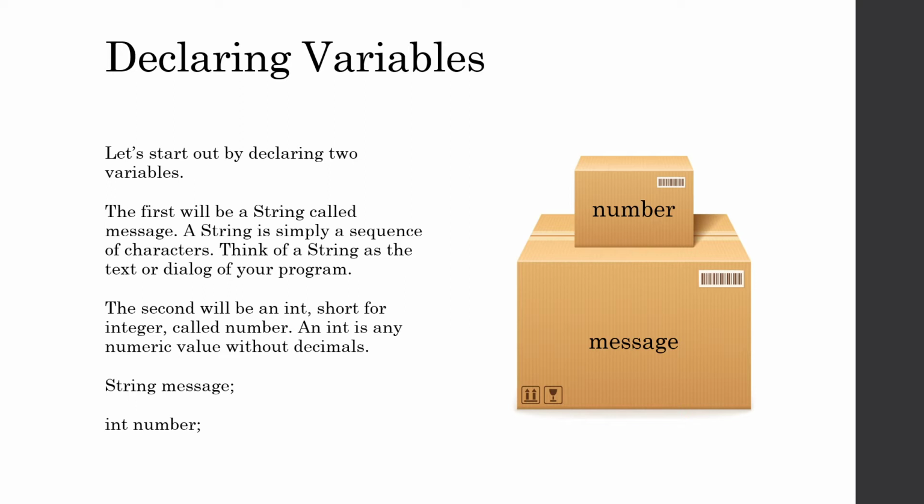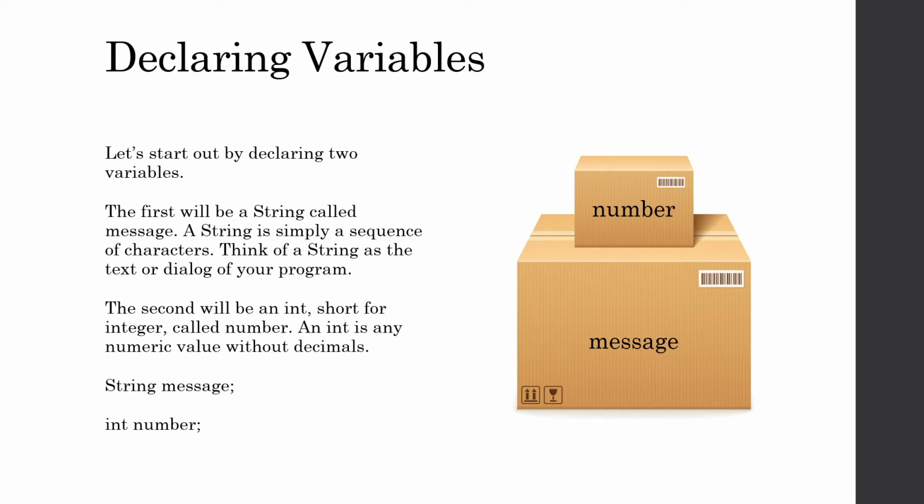And then the second declaration we're going to have is going to be for an int, which is short for integer, and we're going to call this one number. And an int, since it's just short for integer, basically is just any numeric value that doesn't have any fractional or decimal portion to it. So then at the very end right here, we see we've got our string message and then our semicolon. So that's going to be our declaration.